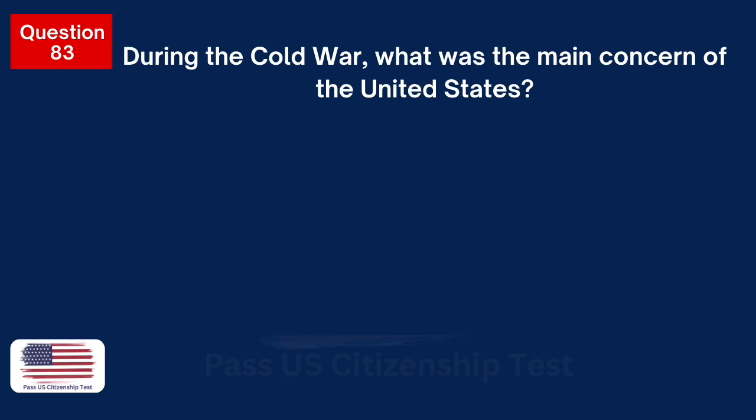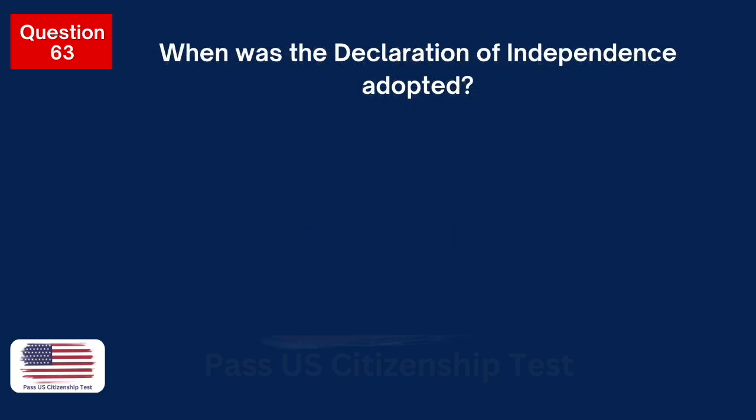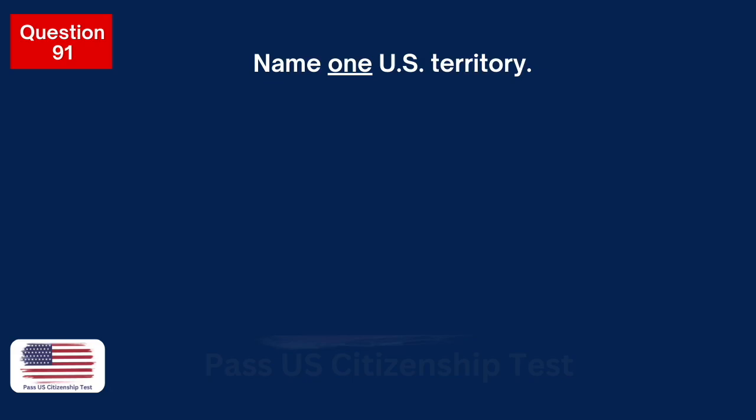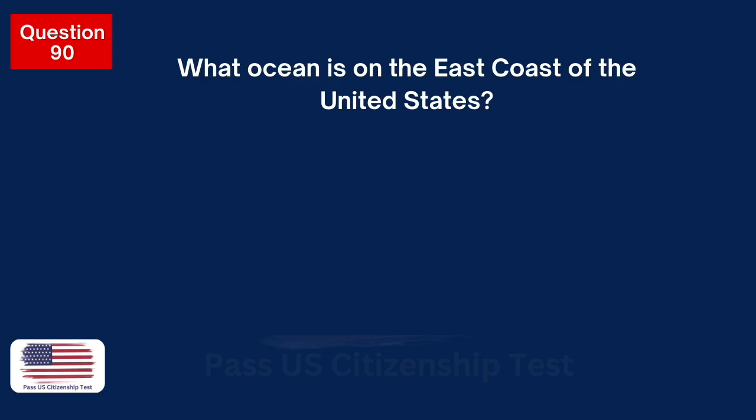During the Cold War, what was the main concern of the United States? Communism. When was the Declaration of Independence adopted? July 4, 1776. Name one U.S. territory. Guam. What ocean is on the east coast of the United States? Atlantic Ocean.